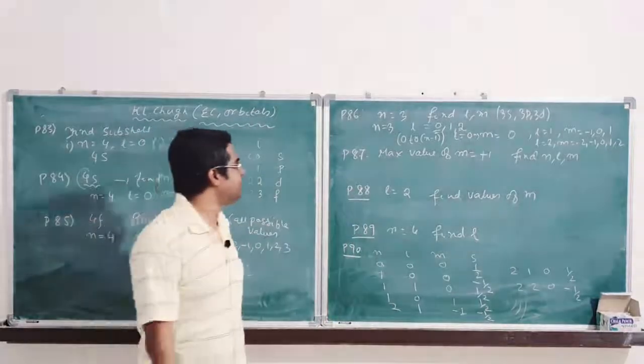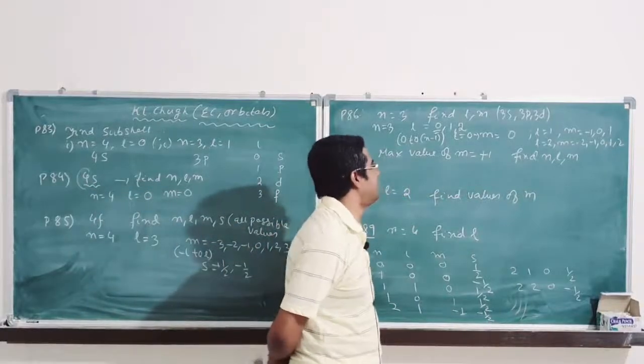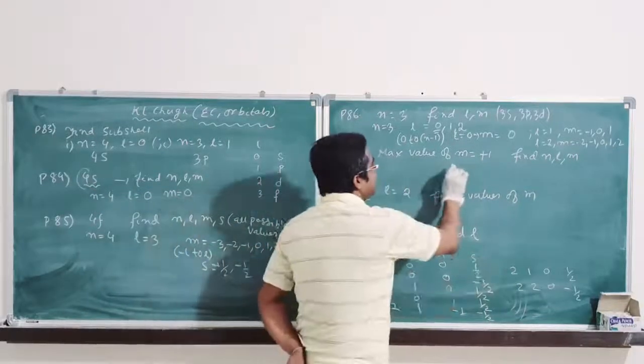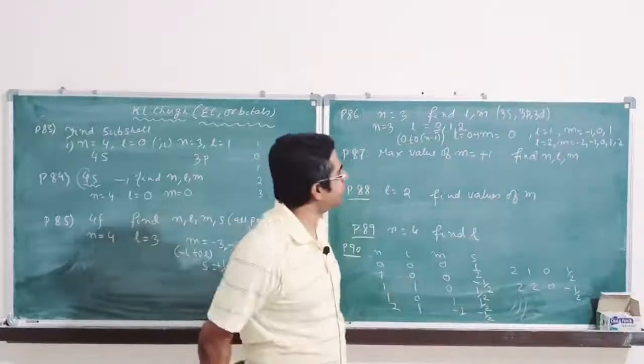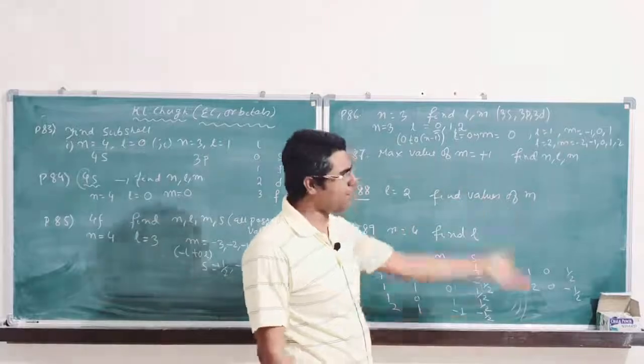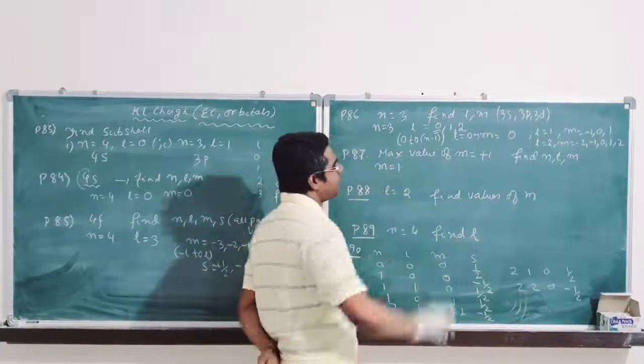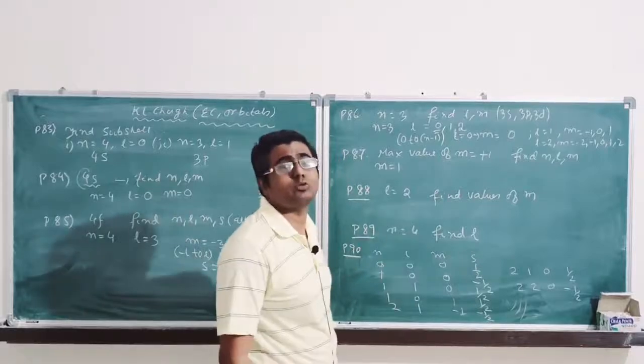Clear? The maximum value of m is +1. It is given. So you have to find n, l, m, so you have to go backward. This is called backward integration, nothing else. So if m is equal to 1, that is, the maximum value +1, when can m be +1 maximum value?